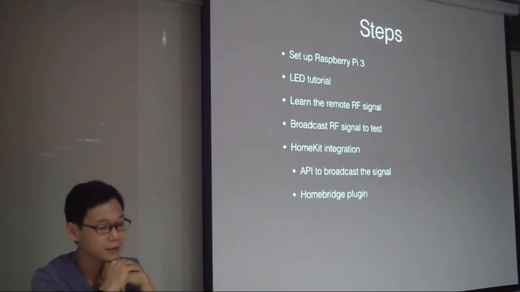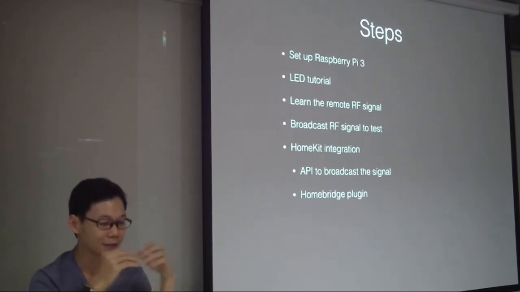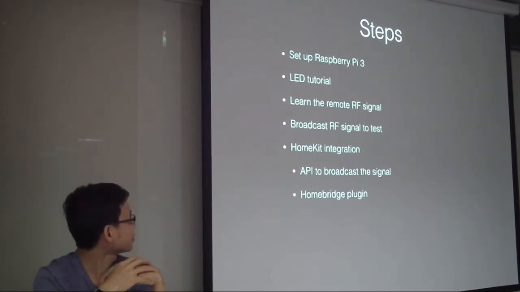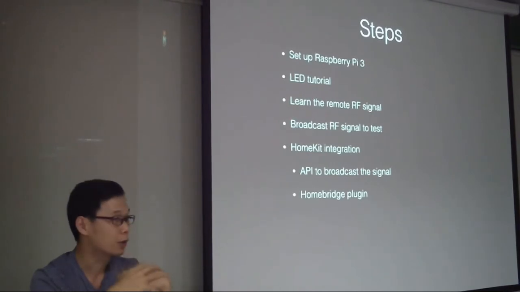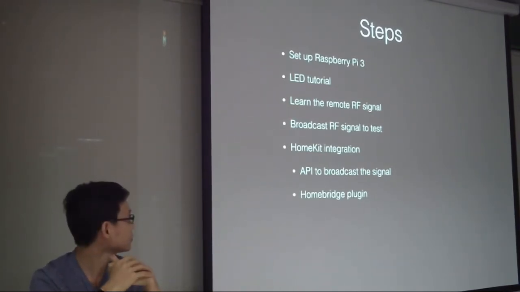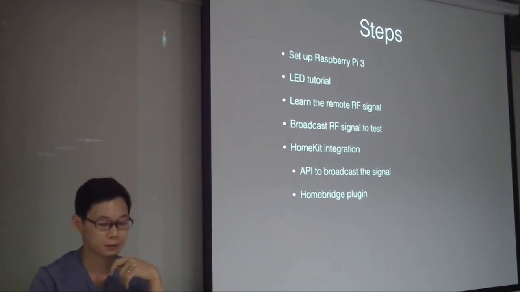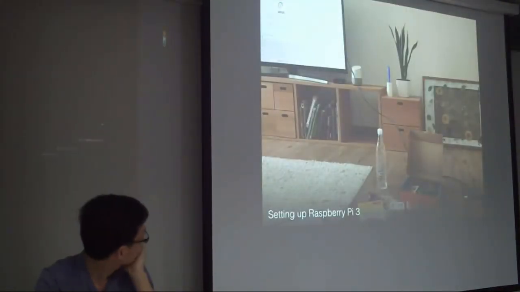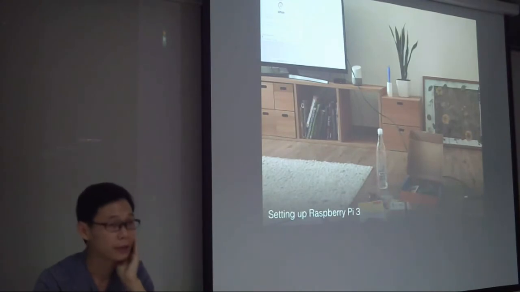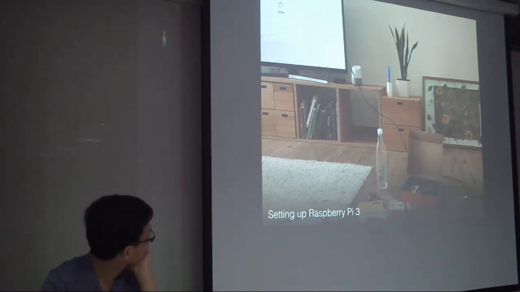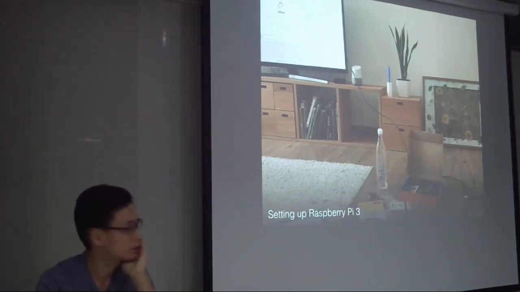This is how I planned the project. First, I need to set up the Raspberry Pi. Then for some basics, I Googled how to do some LED tutorial. And then I need to learn the signal from the RF remote and broadcast it to test if it can control the fan. After that, I can do the HomeKit integration. So I spent my weekend on the project, from setting up to completion of the HomeKit integration.